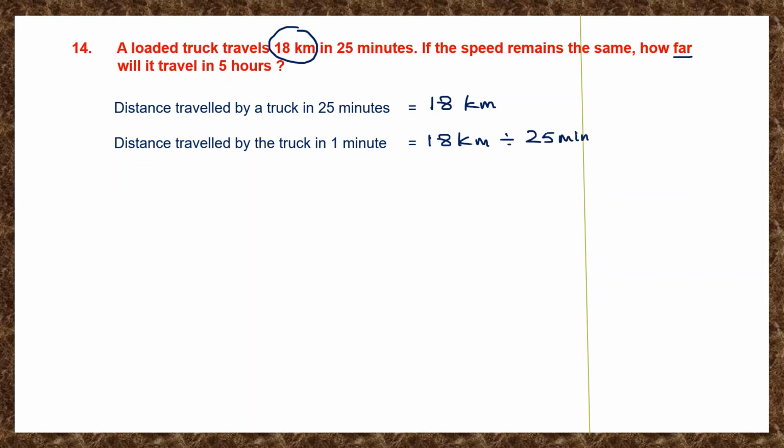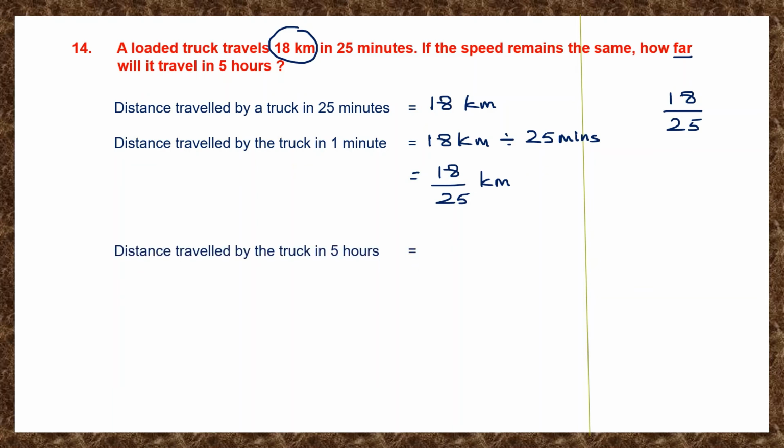So let's do this division. Now if you take 18 by 25, as you can see, this can't be reduced further. So we will leave it as 18 by 25. Because it's a distance, we write kilometers. So distance traveled by the truck in 1 minute is 18 by 25 kilometers. Distance traveled by the truck in 5 hours is what we need to find out. Now, as you can see, the unit here is different. Here it is hours, whereas in the first statement we have minutes. In the second statement also we have minutes. So we need to convert hours to minutes.